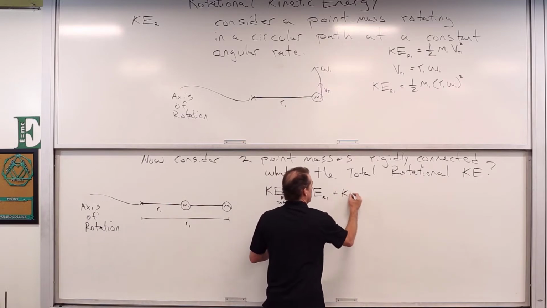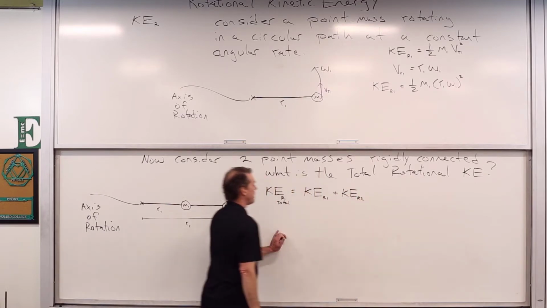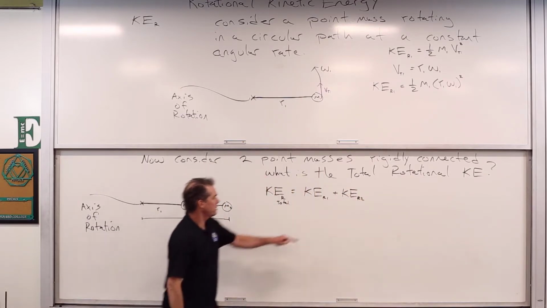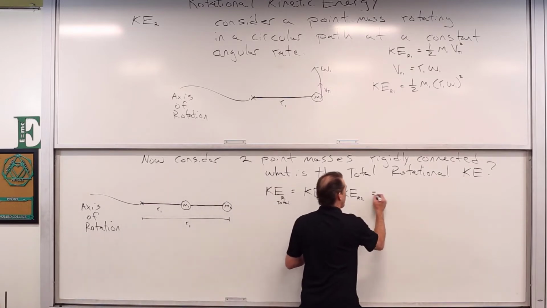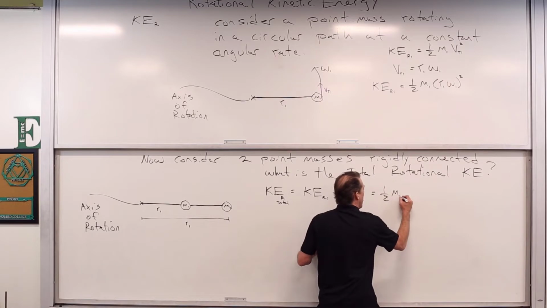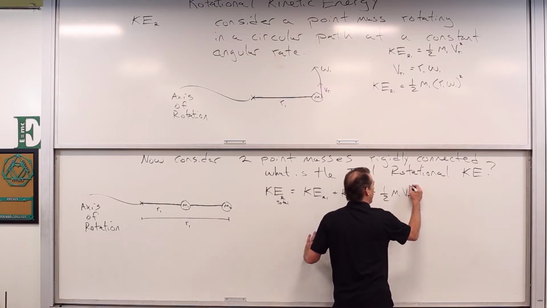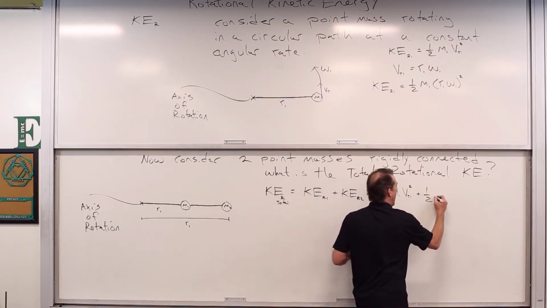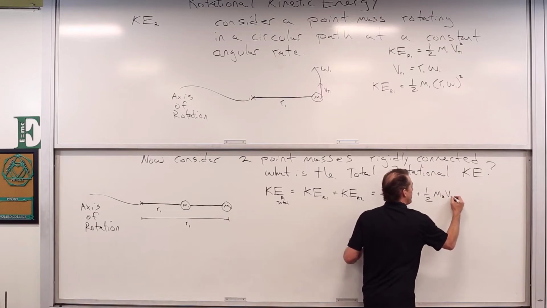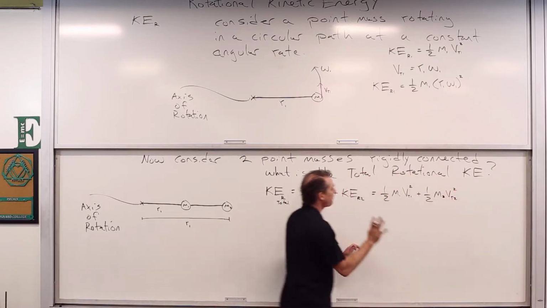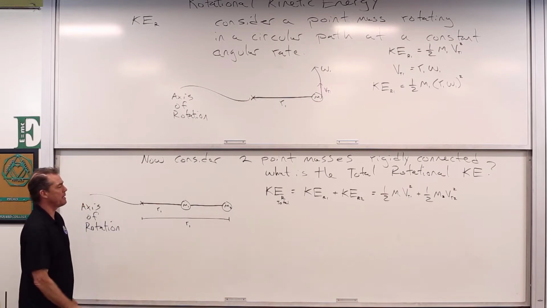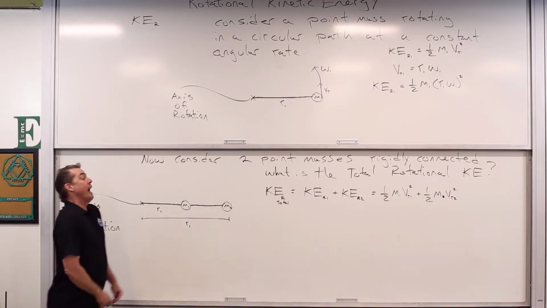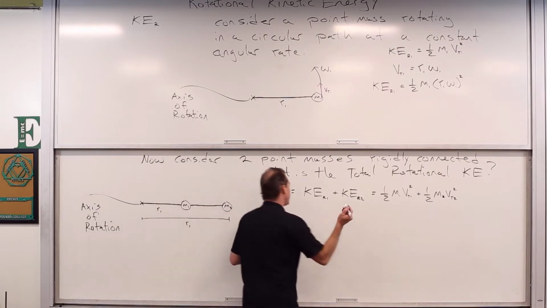KER1 plus KER2, the rotational kinetic energy of mass number 1 plus rotational kinetic energy of mass number 2, which we can write out as 1/2 M1 V tangential 1 squared plus 1/2 M2 V tangential 2 squared. That's fine. The individual kinetic energies based upon how fast we're moving through space and the masses. And what else do we have with this?